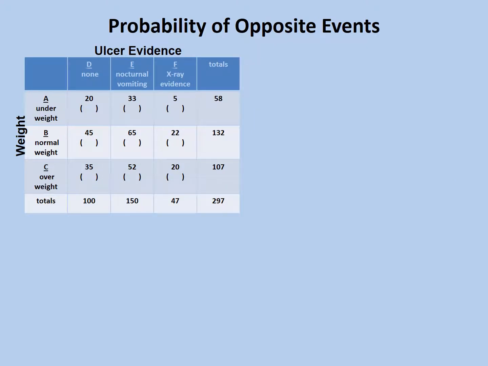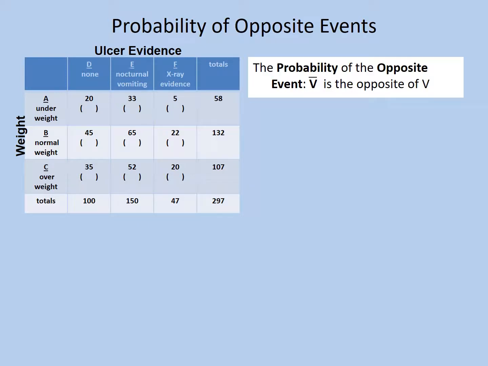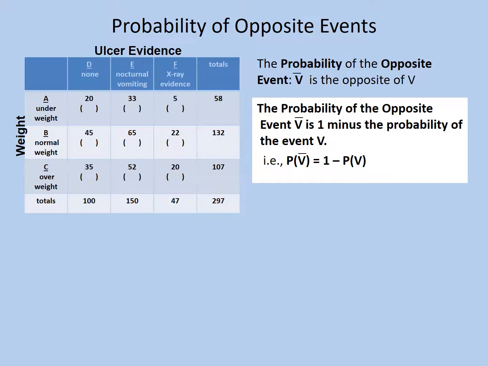We now describe the probability of opposite events. We denote the opposite of the event V by the notation V bar. The probability of the opposite event V bar is 1 minus the probability of the event V. So P of V bar equals 1 minus P of V.